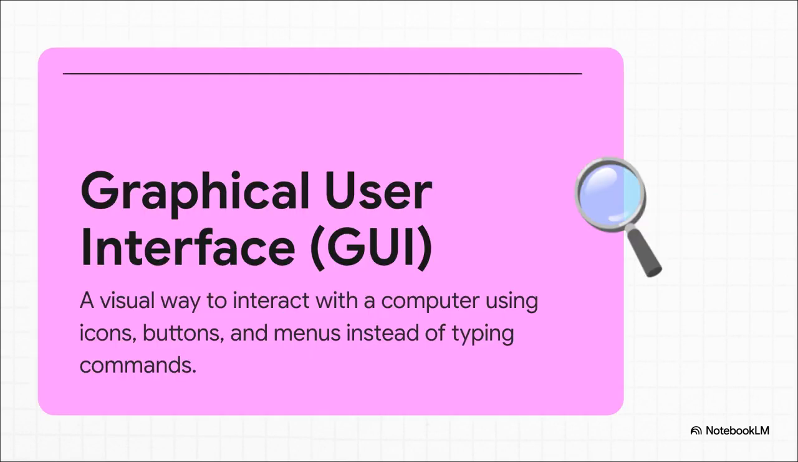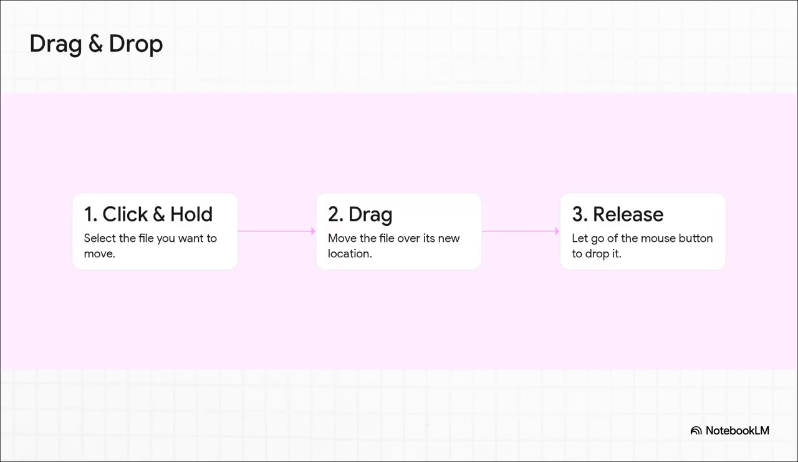The absolute game-changing idea behind all of this was the GUI, the graphical user interface. Instead of typing, you could now interact with visual metaphors. Little pictures we call icons, boxes we call windows, and lists of options we call menus. Just think back to that complicated copy command we saw. With a GUI and a mouse, that whole difficult process became a simple physical action. You just click, drag, and drop. That's it. It was so intuitive, so easy to learn, and it blew the doors wide open for millions of people to start using computers.